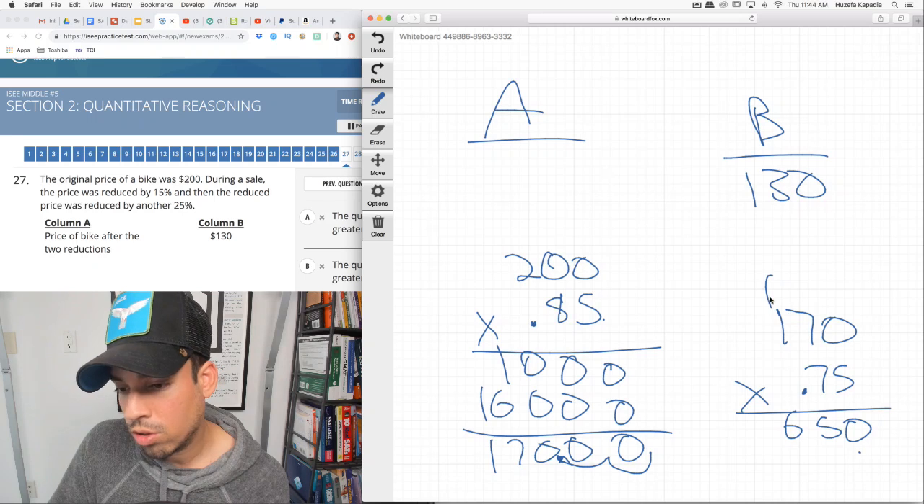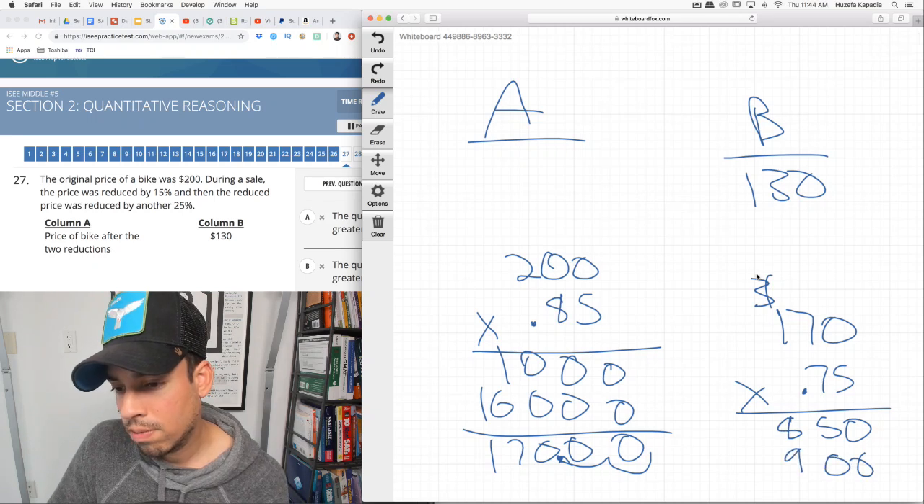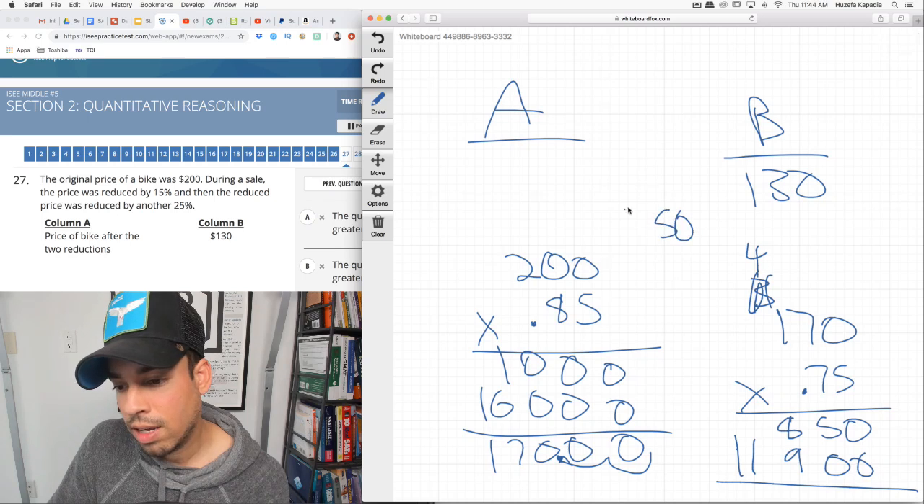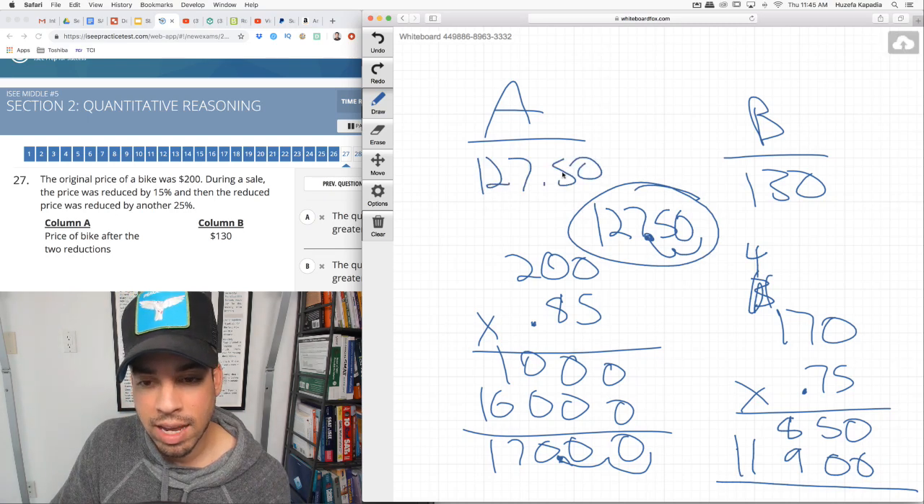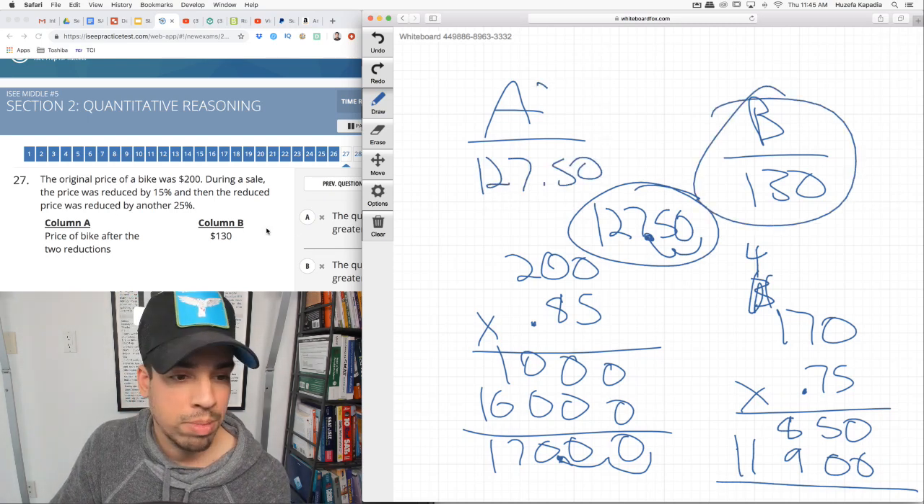That's 35, carry a 3, 8, 0, 9, 7, 11. And then it's 0, 5, 17, carry the 1, 2, 1. 127.50. So A is actually cheaper, therefore B is bigger.